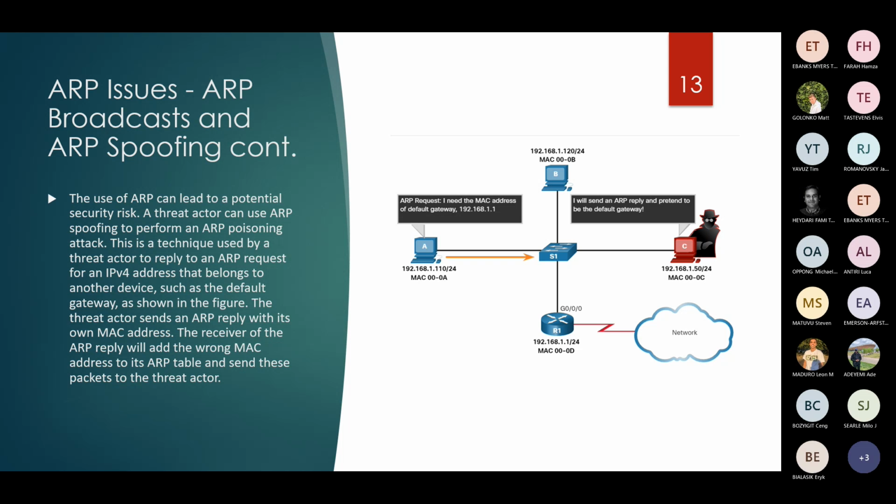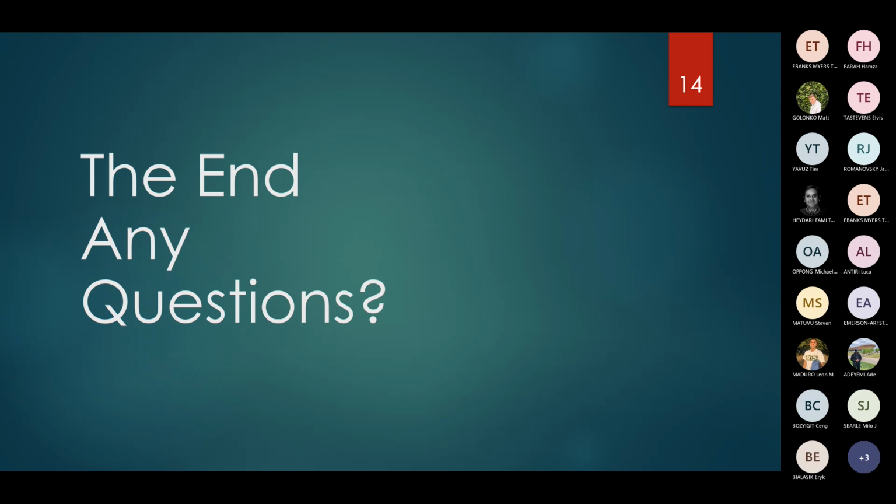So in that case, what would be a real world scenario of an ARP attack?